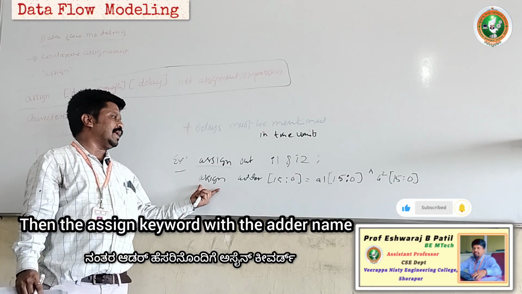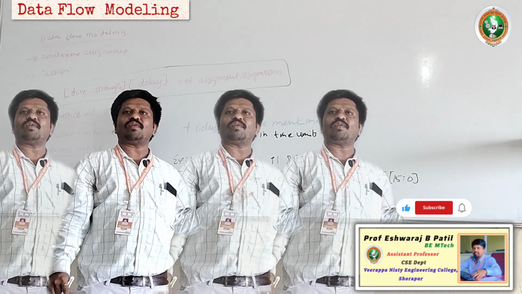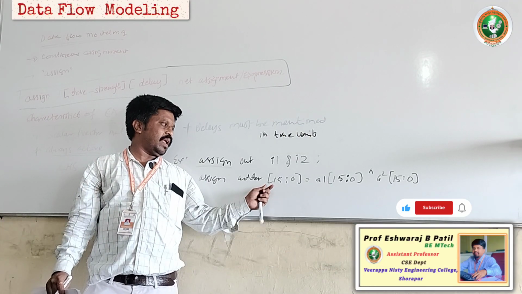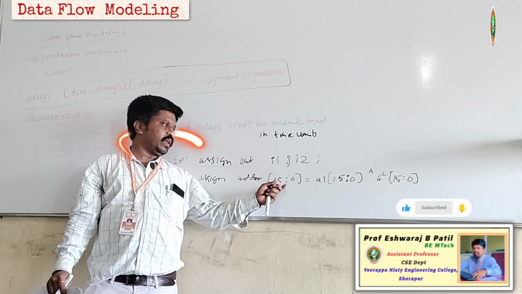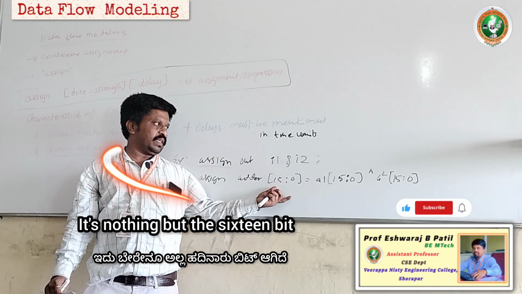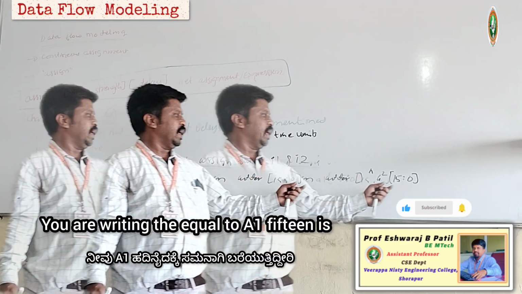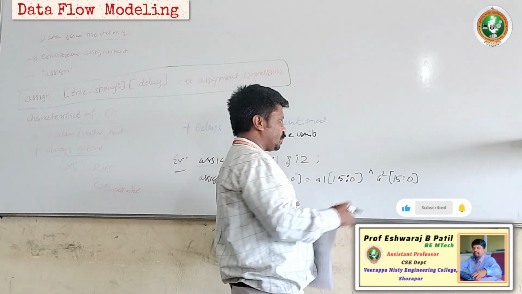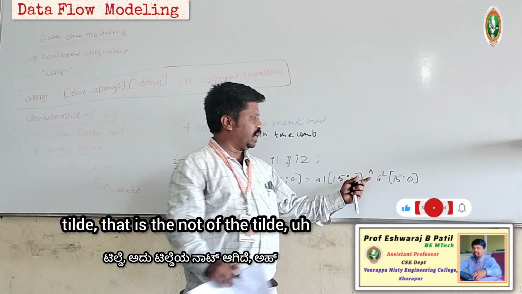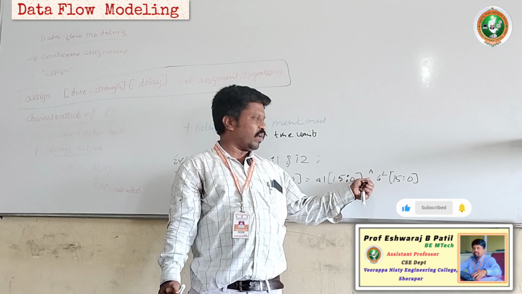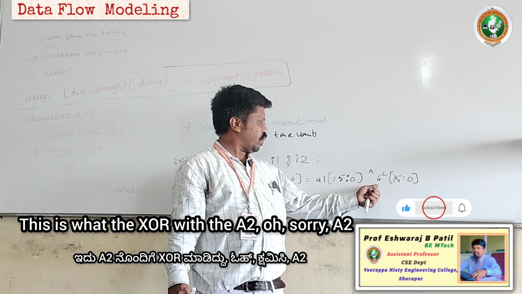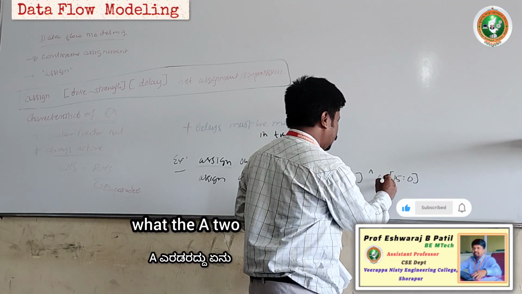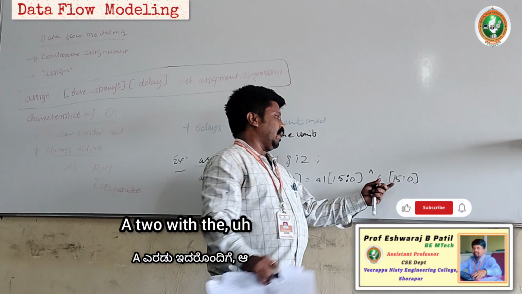Okay, then the assign keyword with the adder name. This is the adder name, which has a vector with the input numbers 15 to 0. It's nothing but 16 bit. You are writing equal to A1 15 to 0 with the tilde, the not, which is the XOR gate. This is the XOR with the A2, the A2 with 15 to 0.